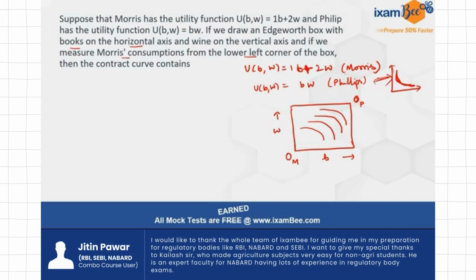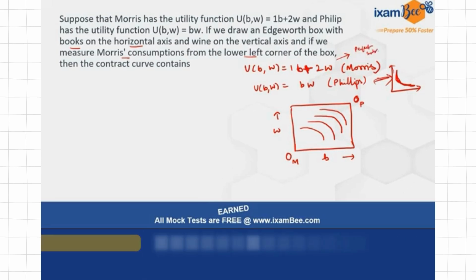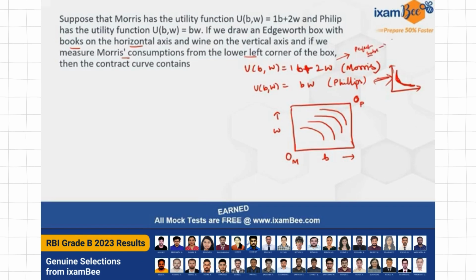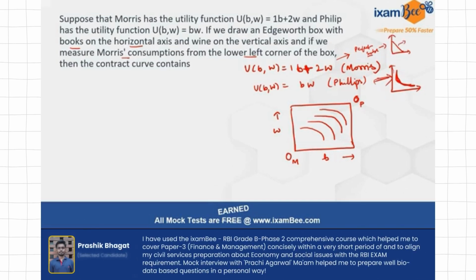Now, coming to Morris's utility function, it's mentioned that the utility function is 1B plus 2W. I hope you recall, these are perfect substitutes kind of utility functions. And for them, how do the ICs look? ICs are straight lines, the indifference curves. Now, what is going to be the slope of this IC? How will you find the slope? It's going to be the ratio of the marginal utilities.